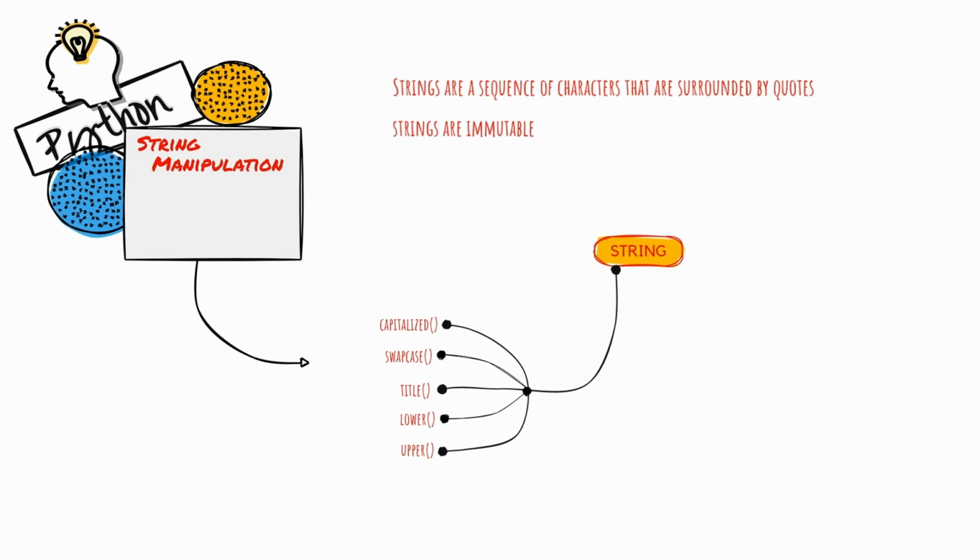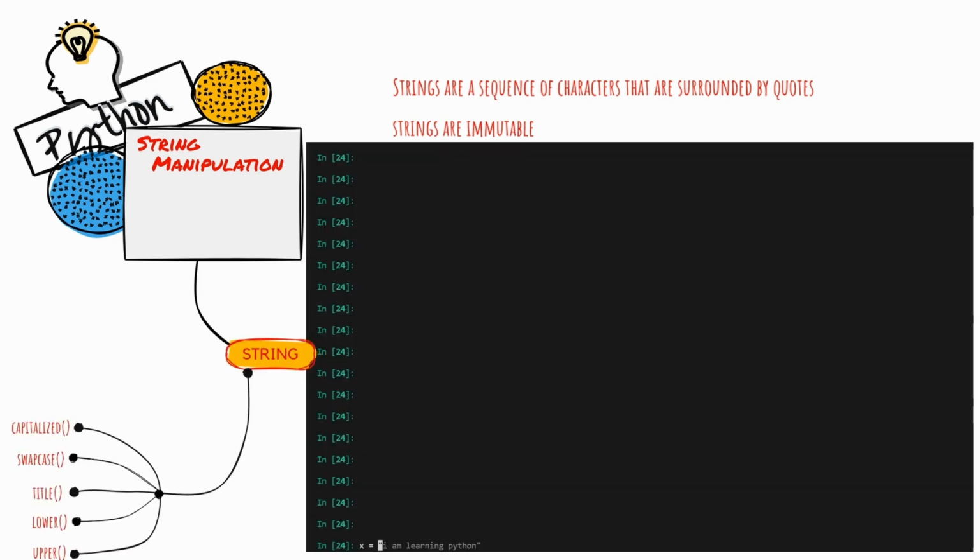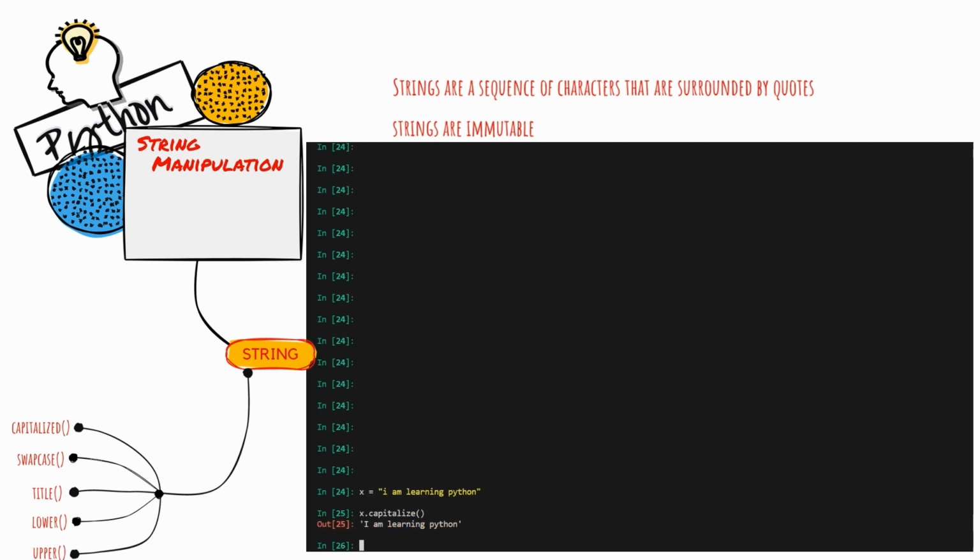We have these methods used for string manipulation: capitalize, swapcase, title, lower, and upper. We will discuss each of them in our example in the next slide. In the first example, we have a string, I am learning Python. The capitalize method will capitalize the first character in the string. This is extremely helpful when you need to capitalize the first letter in a sentence.